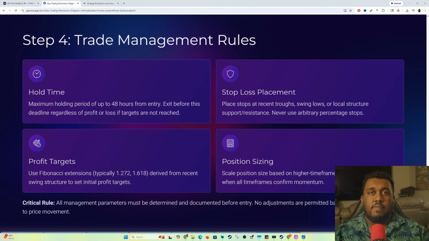Always use those hard levels. Profit targets are set using your Fibonacci extensions or your hard levels of resistance, such as the 0.27, 2.16, very easy levels to follow along with because they do work all the time. And now your position sizing is scaled based on the higher time frame management.